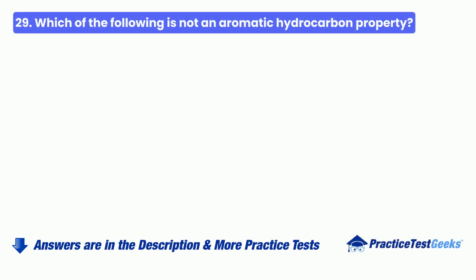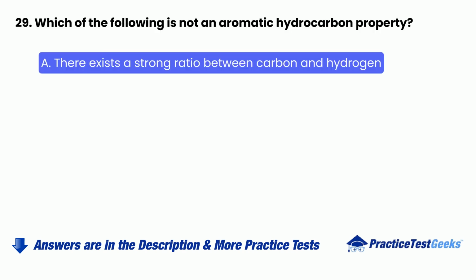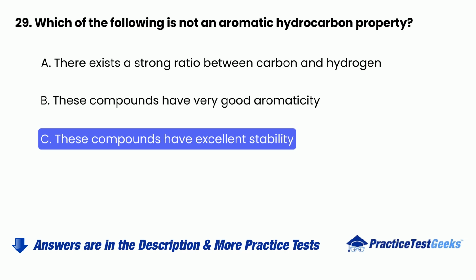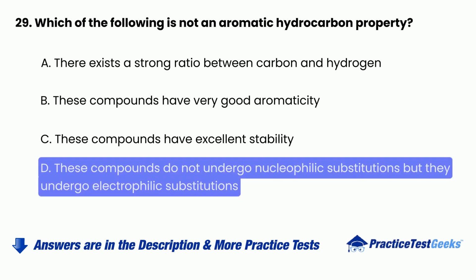29. Which of the following is not an aromatic hydrocarbon property? A. There exists a strong ratio between carbon and hydrogen. B. These compounds have very good aromaticity. C. These compounds have excellent stability. D. These compounds do not undergo nucleophilic substitutions, but they undergo electrophilic substitutions.